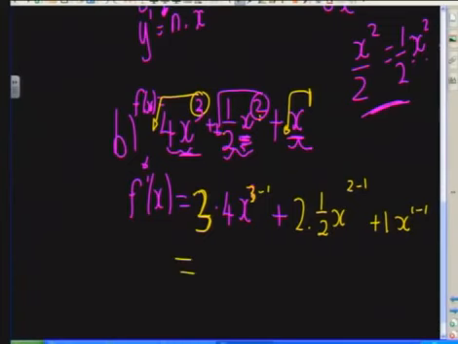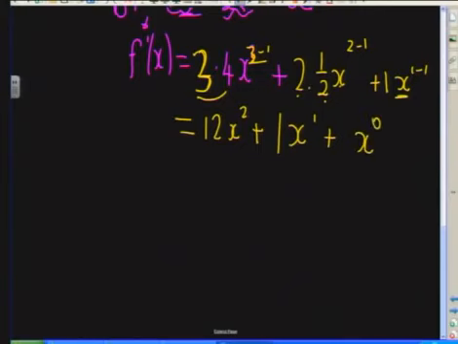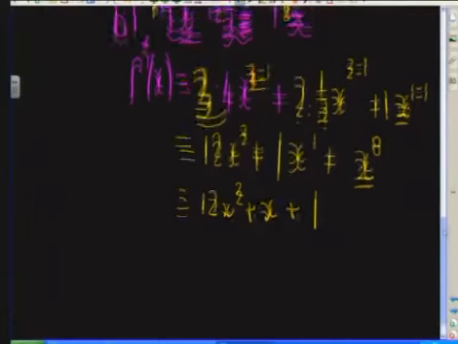Let's simplify that. So we get 3 times 4 is 12, x to the power 3 minus 1 is 2, plus 2 times a half is 1, x to the power 2 minus 1 is just 1, and then I've got plus x to the power of naught. And this is why I was saying exponents become very, very important, because if you've learned your exponents, you will know that x to the power of naught is just 1. So our answer is 12x squared plus x plus 1.